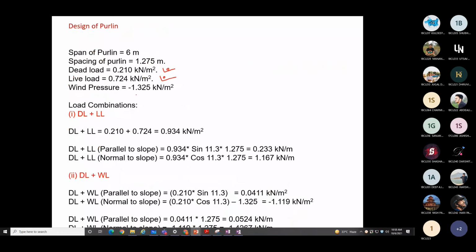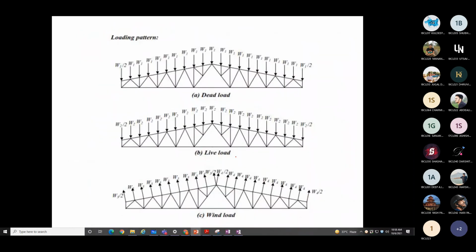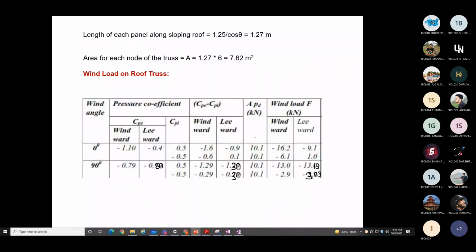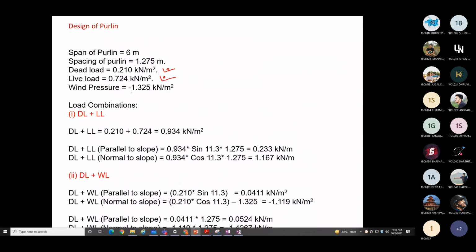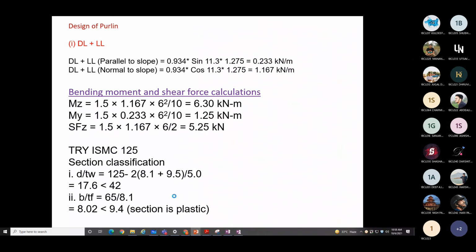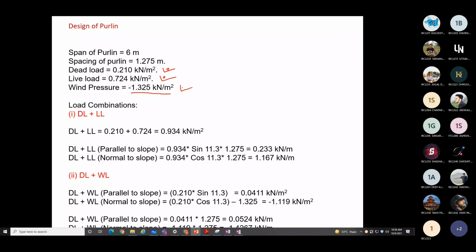Then we require wind pressure also in terms of kilonewton per meter square. If you remember, this is the equation to find the design wind pressure, and we have a design wind pressure of 1.325 kilonewton per meter square. It has a minus sign because it acts opposite to the sign, it is the suction value. That's why I have written minus 1.325 kilonewton per meter square.